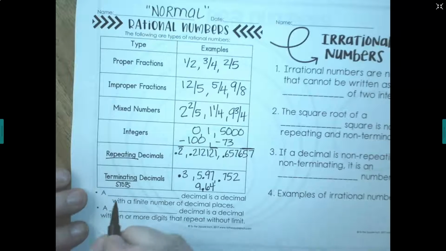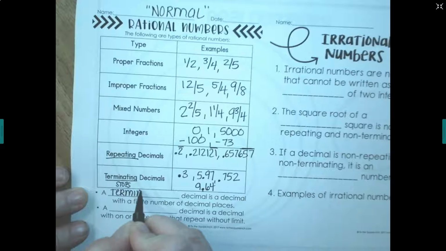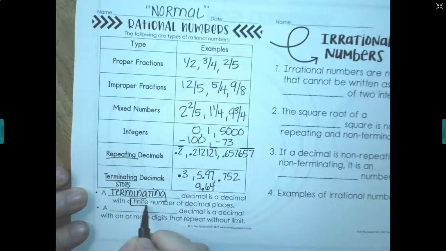So a terminating decimal is a decimal with a finite, meaning ending, number of decimal places. It will end. It will not go on forever and ever.